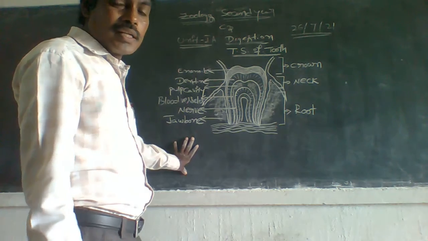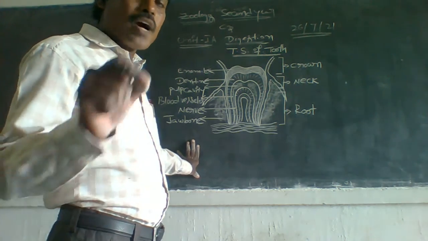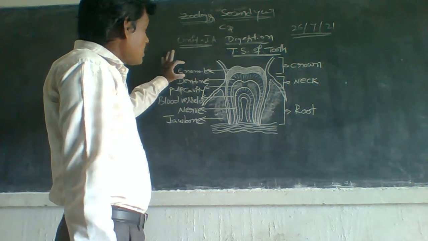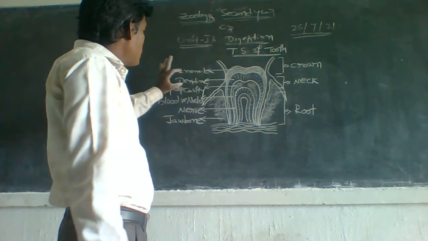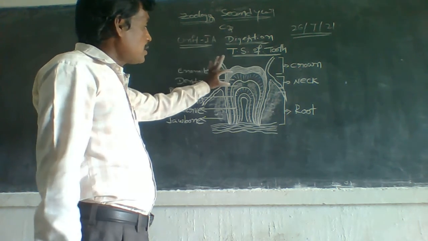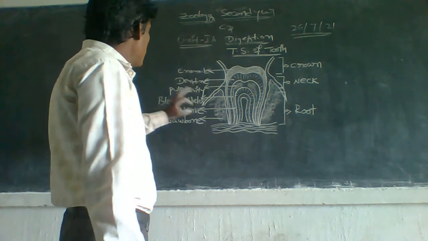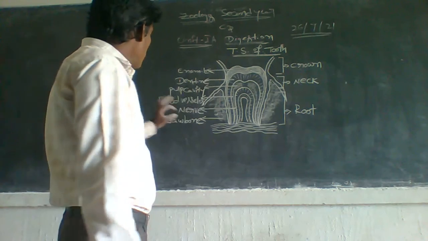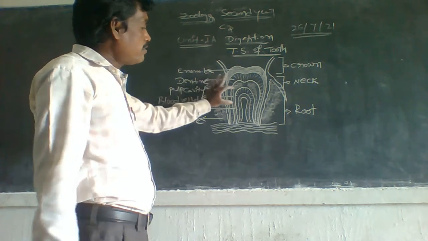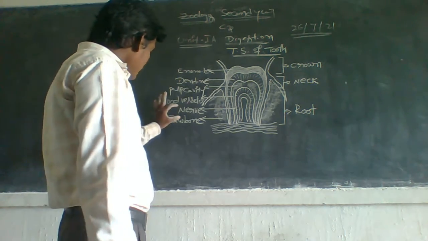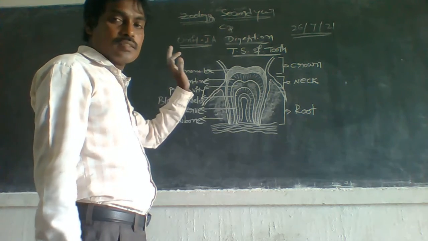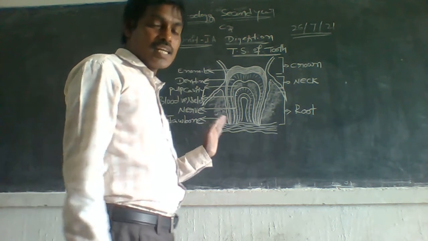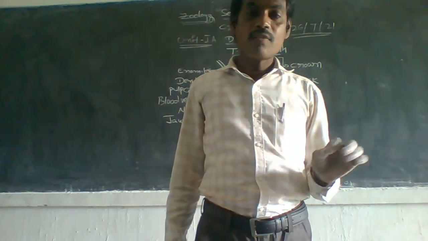These are the labeled parts. First, enamel, and next, dentine, and next, pulp cavity, and next, blood vessels, and next, nerve, and jawbone. This is the TS of tooth.